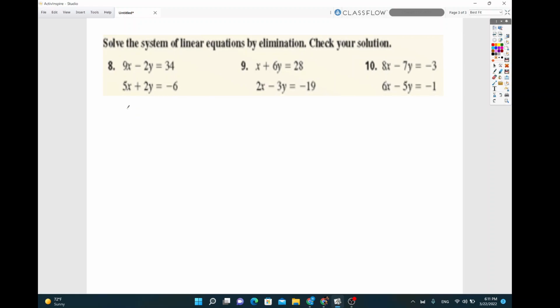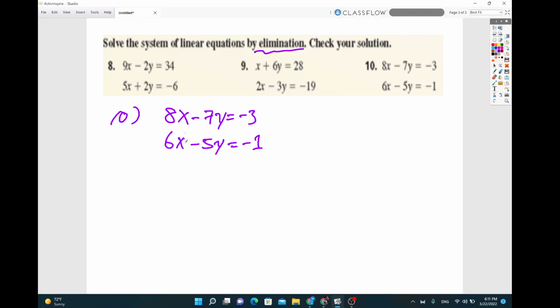So number 10. Anytime you try to use the elimination technique, you want to compare and contrast the coefficients of the variable. The coefficient is always the number right in front of the variable. For example, 8, negative 7, 6, negative 5. Those are called the coefficients of the variables. Okay, so what we found here: we got 8x, 6x, 7y, 5y, and they have nothing in common.